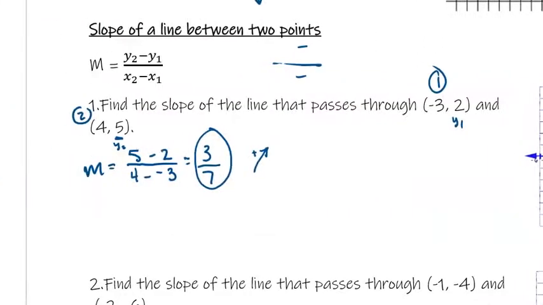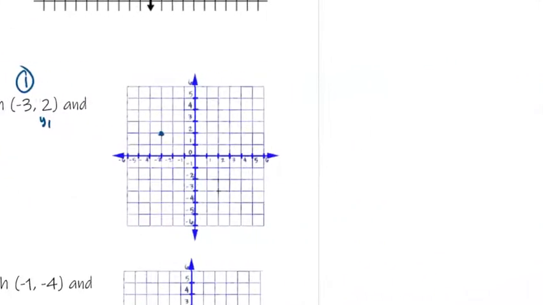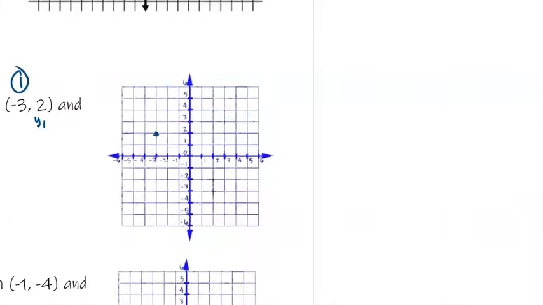And then I'm going to go to 4, 5. And over 4 up 1, 2, 3, 4, 5 and put a dot. Here's my line. Now in math we always work left to right. So if I start at the left point, from here I'm going to rise first before I run. The rise is 3. The run is 7. This is the rise. This is the run.